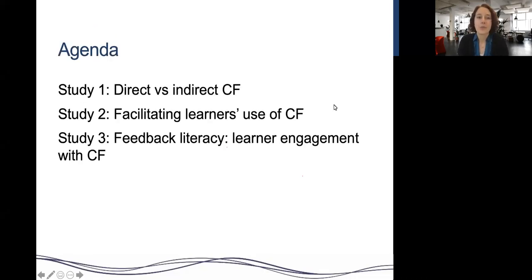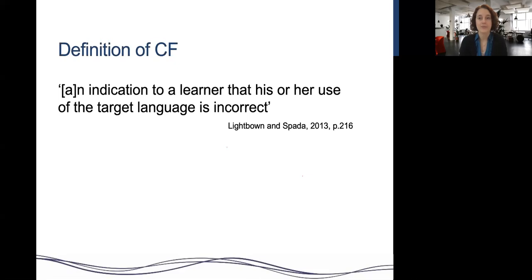All right, so today I'm going to just cover three studies that I've done in a series. The first one looks at two kinds of corrective feedback. The second looks at ways of facilitating learners' use of that feedback. And the third will look a bit at feedback literacy and learner engagement with corrective feedback.